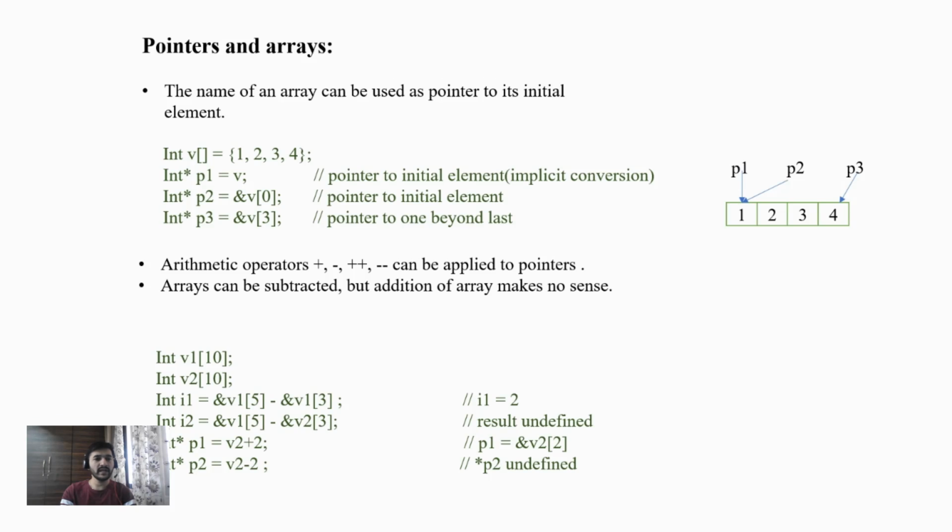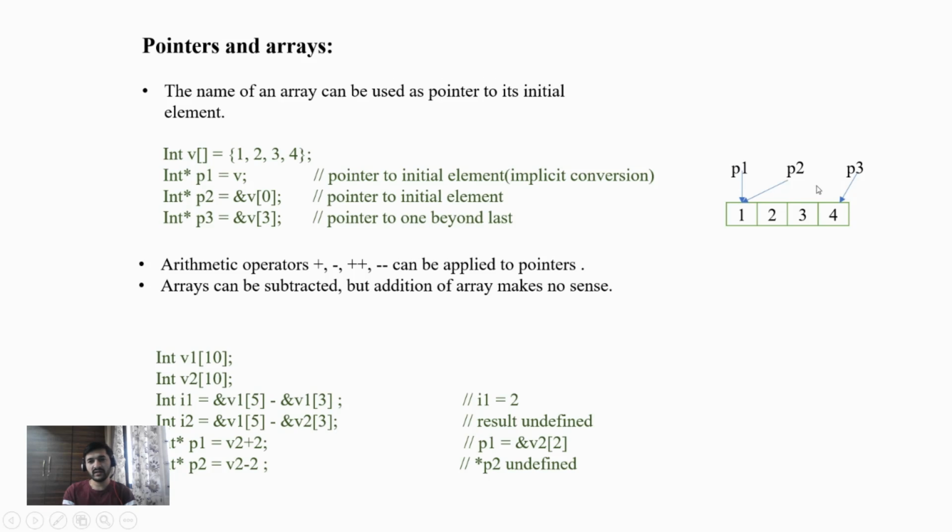Now let's consider the second line, that is star p2. I am creating a pointer p2 and assigning it the address; ampersand basically gives us the address of a particular variable or object. So ampersand v[0]. So the p2 pointer will contain the address of the 0th element of v, which is also the initial element because indexing starts from 0. In this case p1 and p2 both refer to the same initial element, it just differs in the way we create pointers from the array.